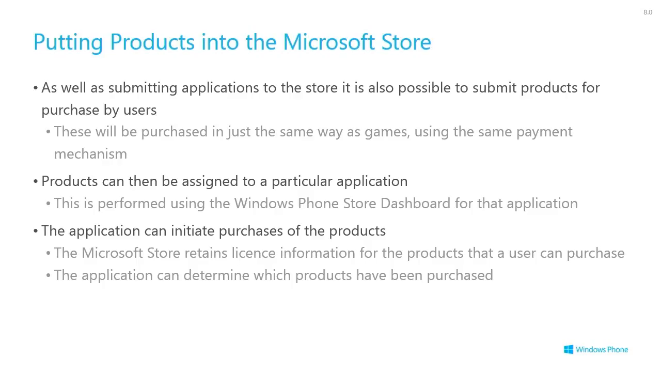And APIs are provided so that an application can determine at runtime what products have been purchased and adjust availability of the content or features that you're offering to the user according to their current license position.